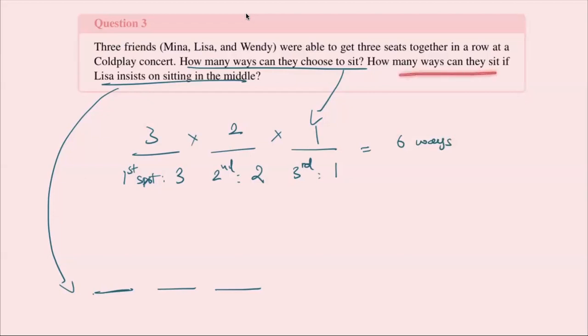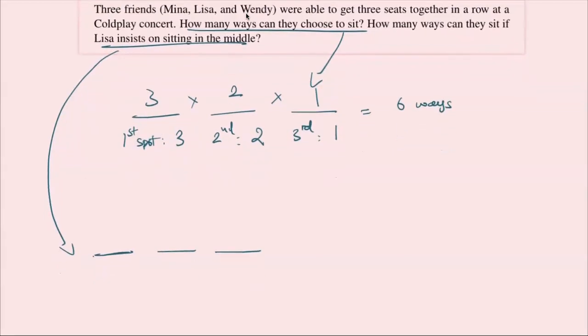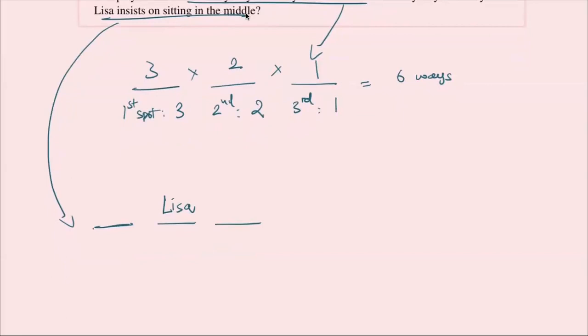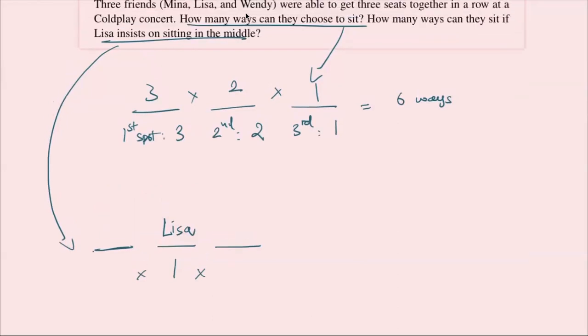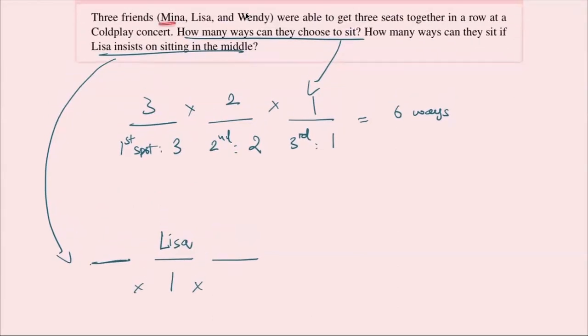And how many ways can they sit if Lisa insists on sitting in the middle? So we would just put Lisa sitting in the middle. There's one way to arrange who sits in the middle, which is Lisa, right? And then I will decide who sits in the first spot. Since Lisa is seated in the middle, there are only 2 options, Mina or Wendy, for the first spot. So I have 2 options.